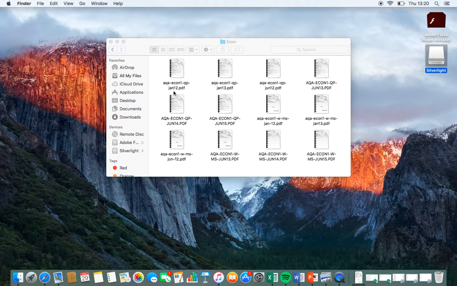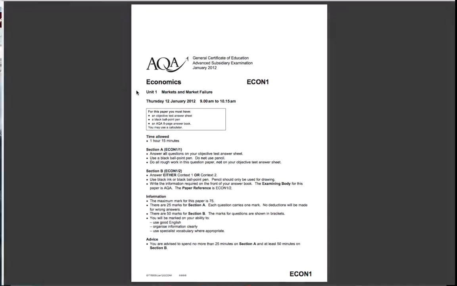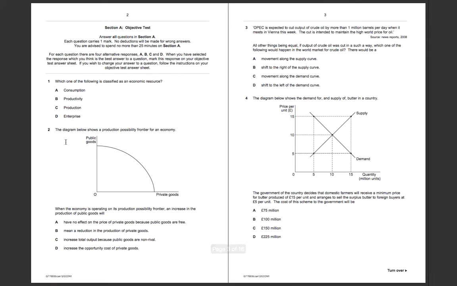So let's look at January 2012's microeconomics paper and question 2. Now this is a question in which you have a production possibility curve looking at it from a macroeconomic point of view. So you can see the different combinations of public and private goods that can be produced within an economy. Because it's within an economy, this is why it's a macroeconomic PPF as opposed to a micro one, which would look at individual firms' choices between combinations of goods they can produce.